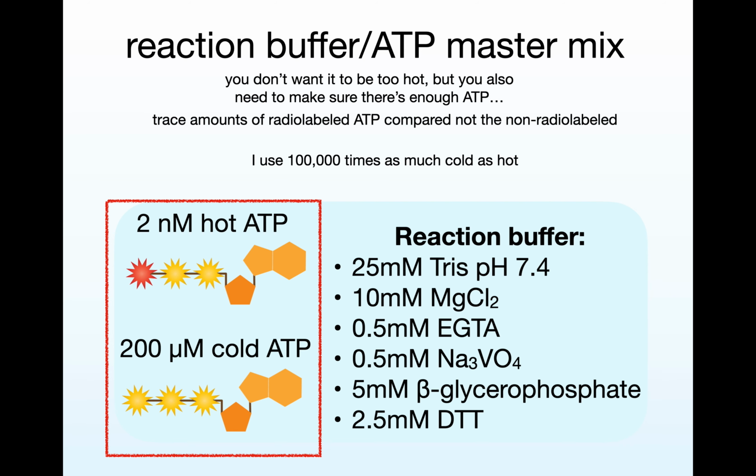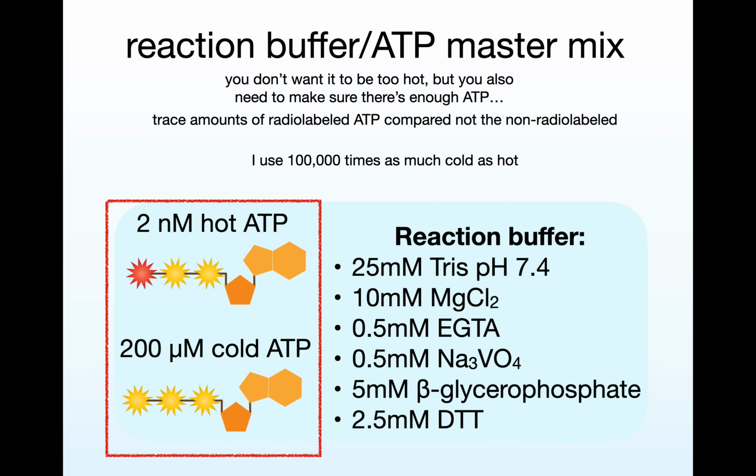In this experiment, I'm using like 100,000 times as much cold as hot. So you can see nanomolar, which is a billionth of a molar, and then micromolar, which is a millionth of a molar. So basically I have a lot more cold than I have hot. That is just something to keep in mind: not everything is radiolabeled, because that would be crazy hot.